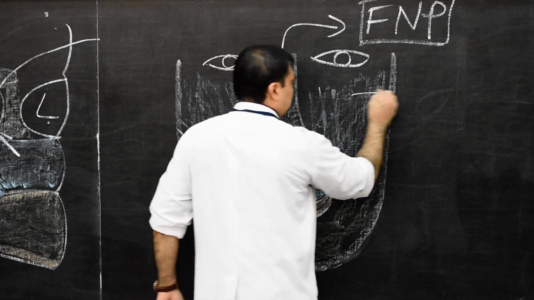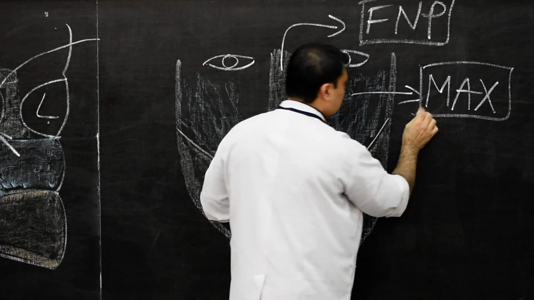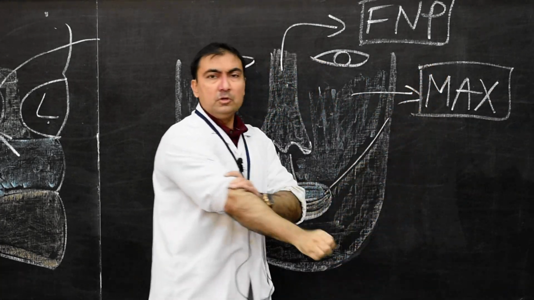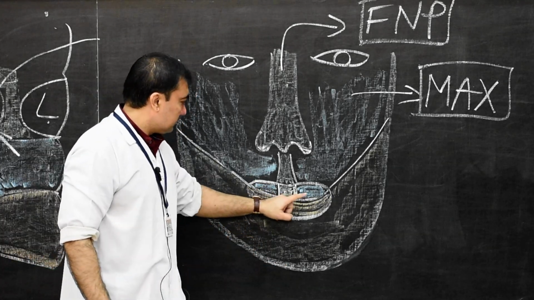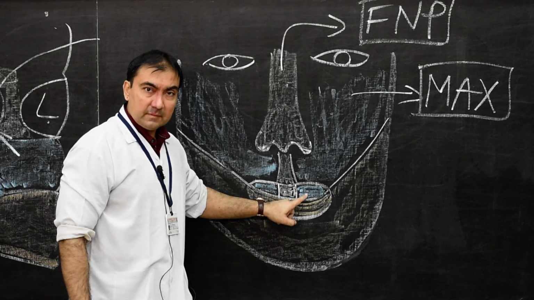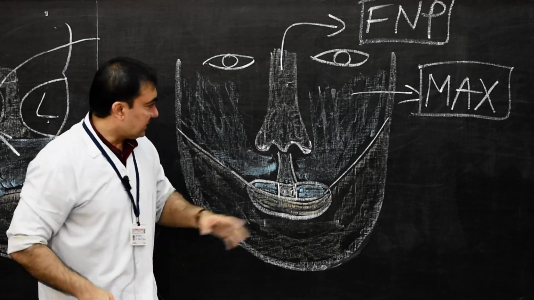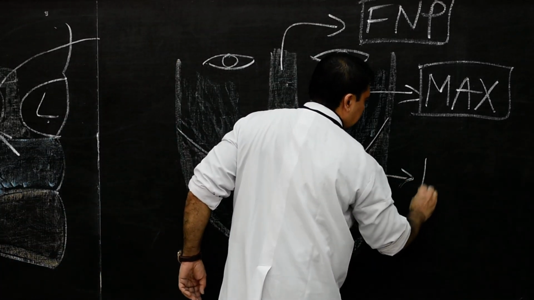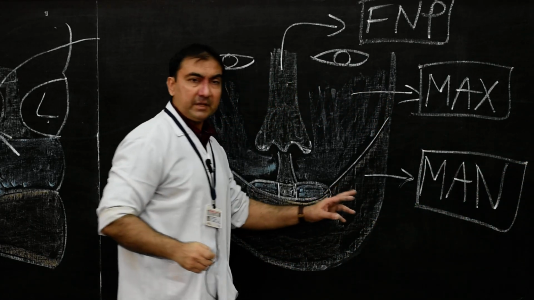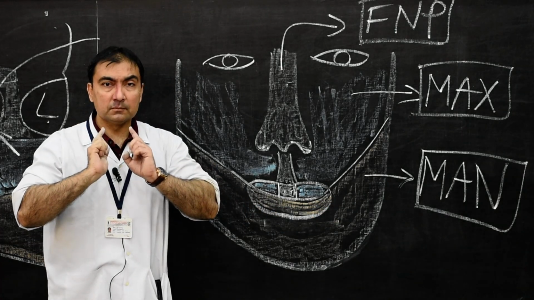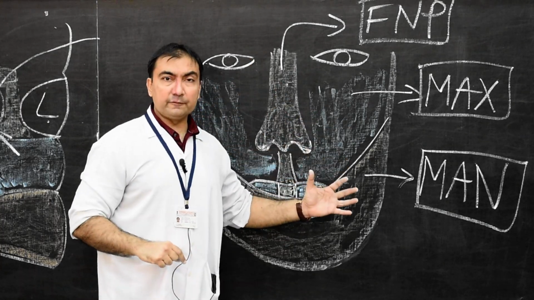Now this second portion, that is maxillary processes, please note down, they will develop into cheek, then lateral part of upper lip, and they will develop into upper jaw. Then we come to the last part, and that is mandibular part. This mandibular process will develop into lower jaw and lower lip. This completes the development of the entire face.